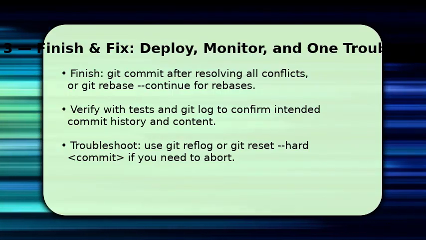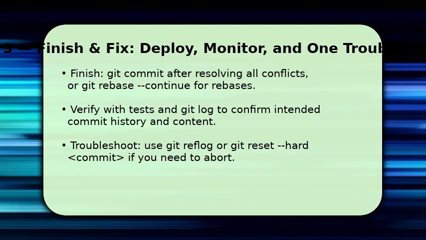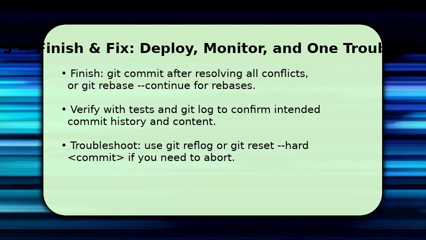Once done, run your test suite and inspect git log to confirm the final history and that your fixes are present. Make sure to push with git push origin HEAD. If the remote rejects it after a rebase, force push with care. If things go wrong, you can abort with git rebase --abort or recover previous state using git reflog and git reset --hard <safe-commit>.